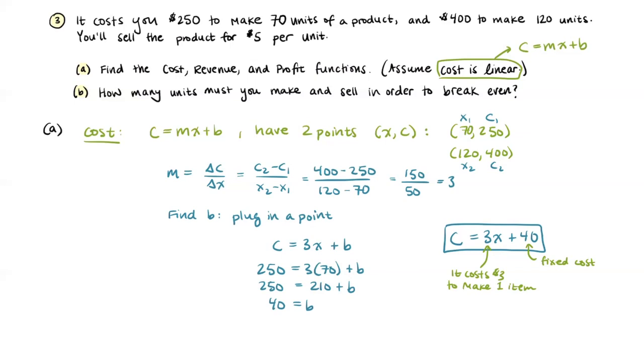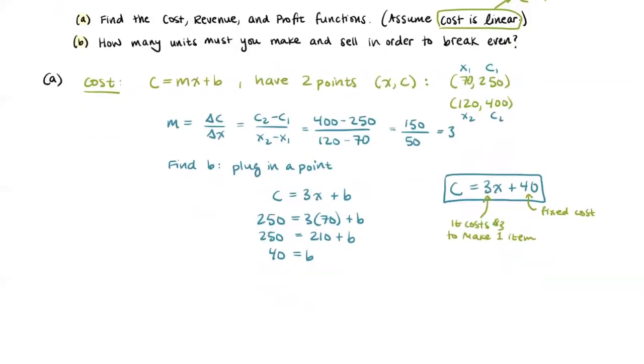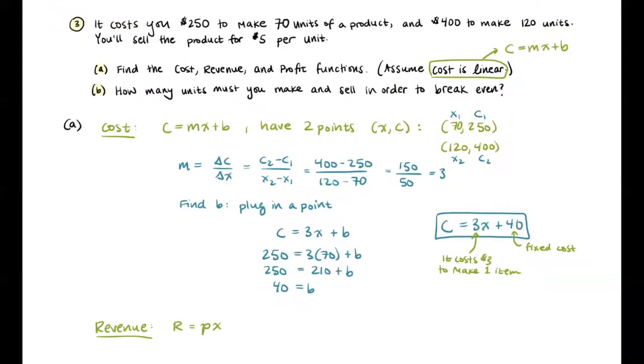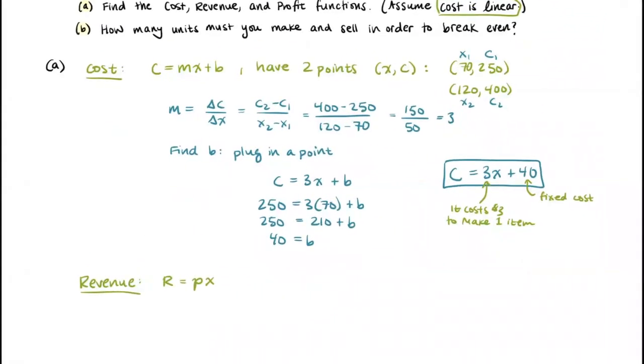All right, revenue is our next thing. So let's take a look at that. So we need to find the revenue equation. Now we have to remember some formulas here. Revenue is equal to price, little p, times X. Now in the question, it says that we are going to sell each product for $5 a piece. All right, so that is our little p, or our price. So that's easy. That just means that our revenue equation is just going to be 5x.